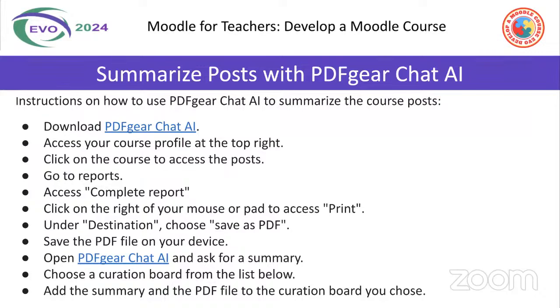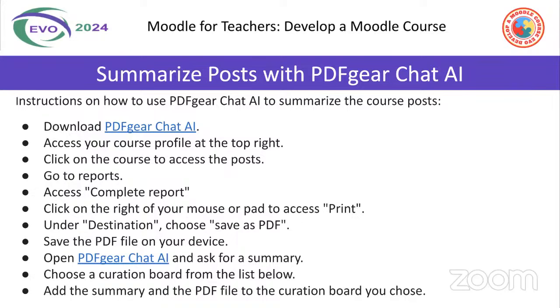Next, you open PDF Gear Chat AI, which is already on your computer, and then ask for a summary. There's a chat, an AI chat, and you ask for a summary. Now, it may give you very short summaries, so insist on more detail. Keep saying more details, so you can get a more comprehensive summary, not just a few words.